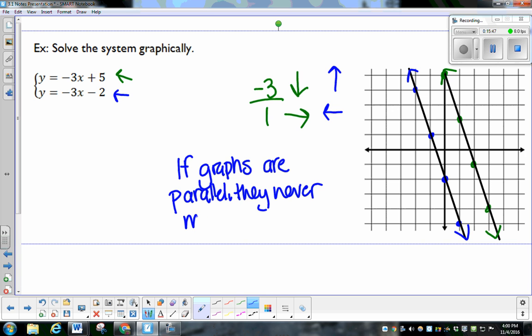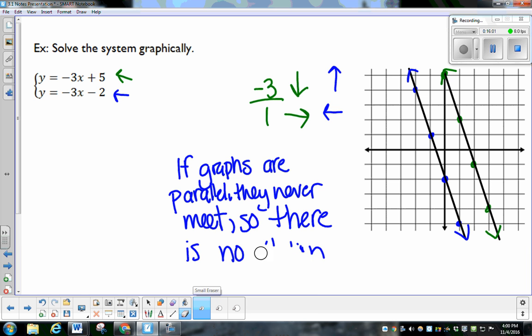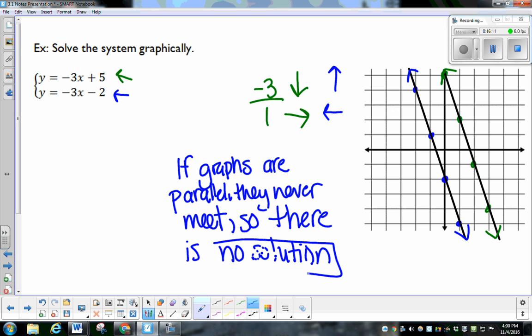And remember, we decided that our solution is when the two graphs meet. These ones never meet. So if your graphs are parallel and they never meet, there is no solution to this system of equations. There is no solution. That's your answer, no solution.